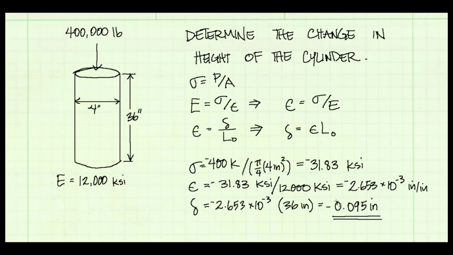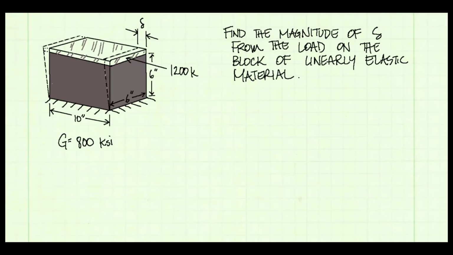change in length negative. Here's a problem where we can apply Hooke's law for shear stress and strain. It says, find the magnitude of delta from the load on the block of linearly elastic material. So this block is fixed, say, at the base and fixed to a steel plate at the top. And there's a load being applied to the plate, 1,200 kips. We want to find how much this top plate deflects horizontally. It'll be the amount delta shown.